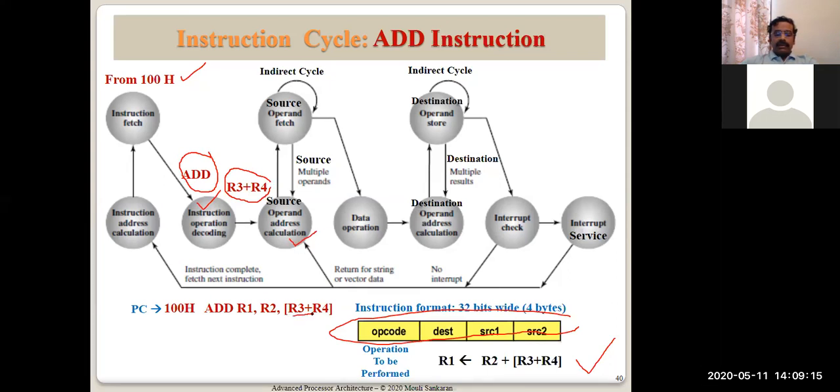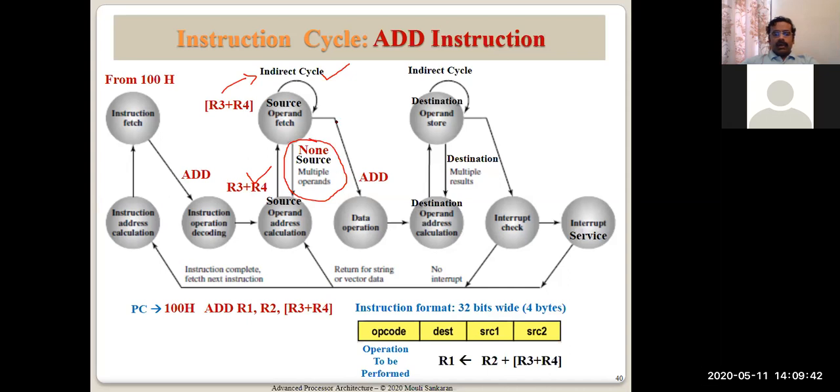That means R3's content is added with R4 to find out the final address at which the data is available. Now, before performing a read operation from the memory, we need to have the address ready. Once the address is ready, the indirect cycle happens by putting the address out and getting the data from the memory. Now, multiple source operands are not there. Now you have the data from the memory available.